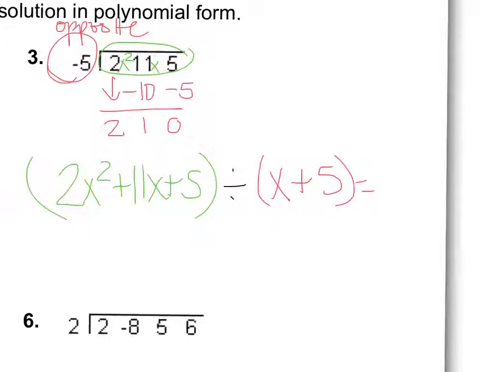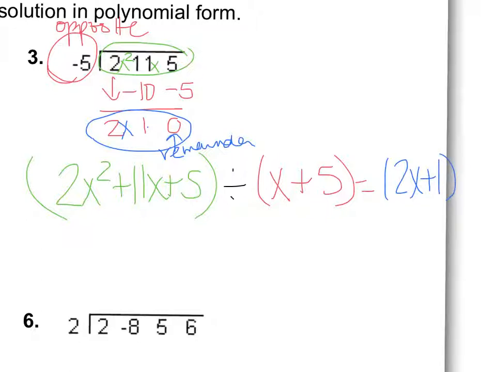equals this part, and that's our answer. Remember, this is the remainder. Then I start off, I add no x's, then I add x, then I would add x squared if there was more. So I get 2x plus 1.